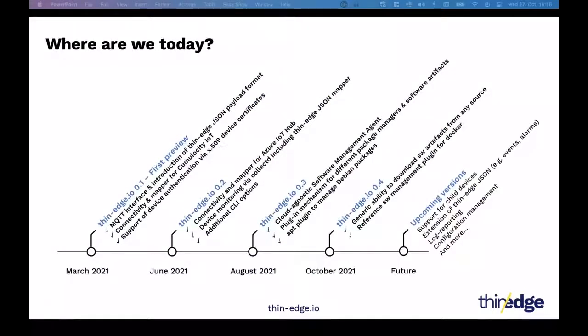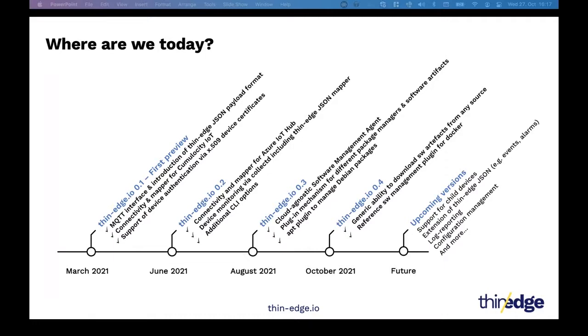Now, taking a quick look at where we are today. This is a little bit of a timeline with all the versions that were published so far. We started at the beginning of the year with the first preview in March, where we implemented all the MQTT interfaces and also introduced the ThinEdge JSON payload format with the mapping components, first for Cumulocity, but also in 0.2, we directly added the support for Azure IoT Hub, and we're working on new cloud mappers to support other cloud platforms.